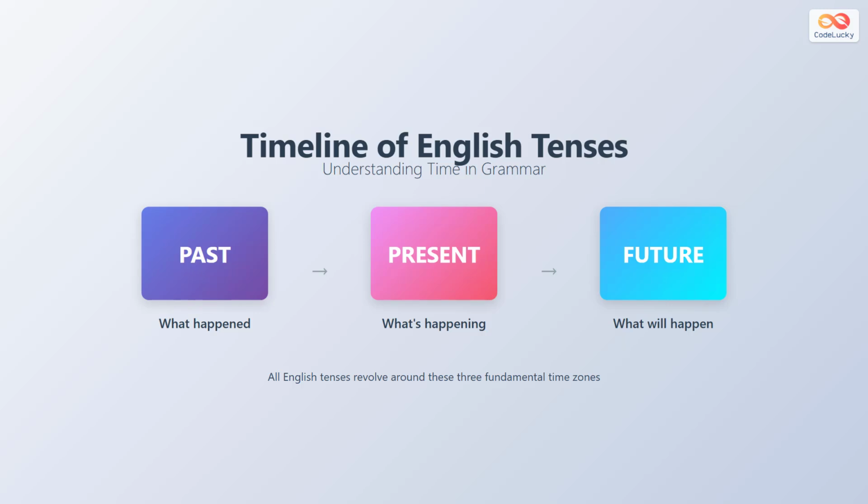Welcome to the timeline of English tenses. English tenses revolve around three fundamental time zones: the past, the present, and the future. All 12 English tenses are built around these three time periods. Understanding these three main time points is the foundation for mastering all tenses in English.